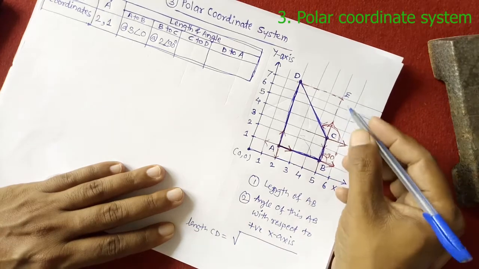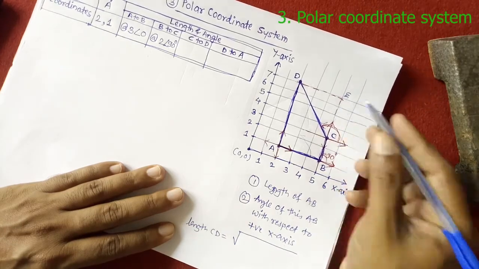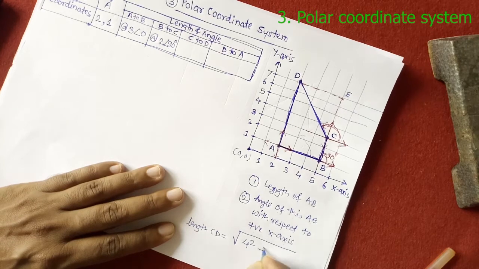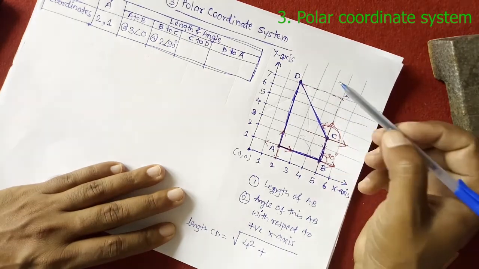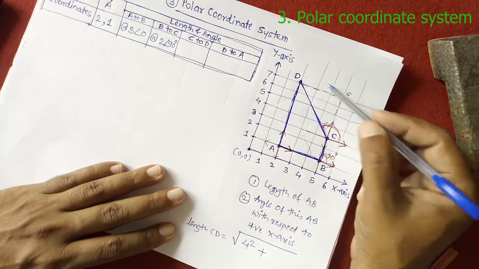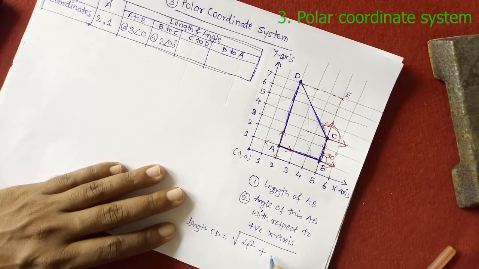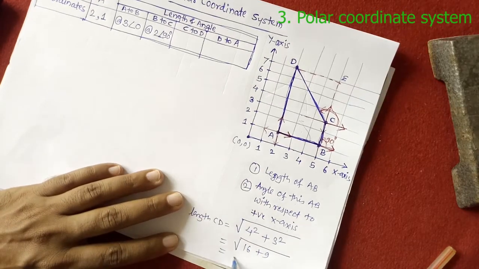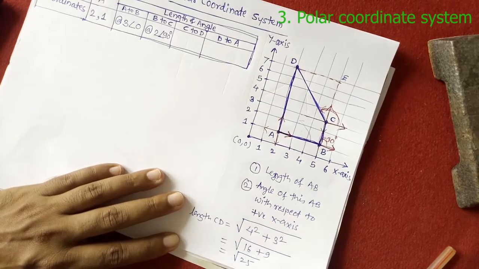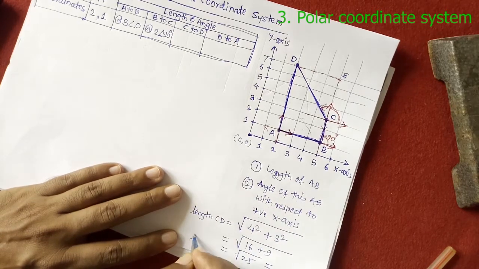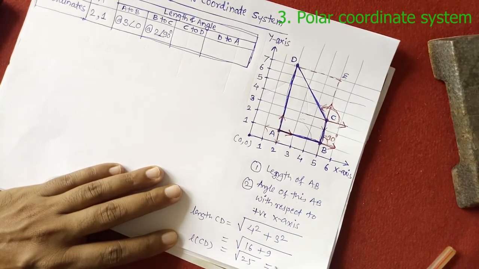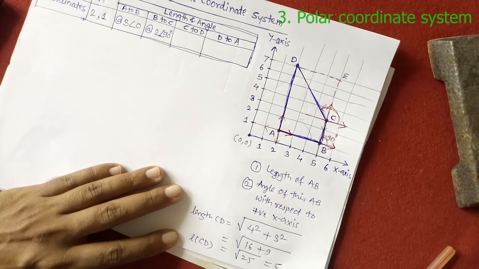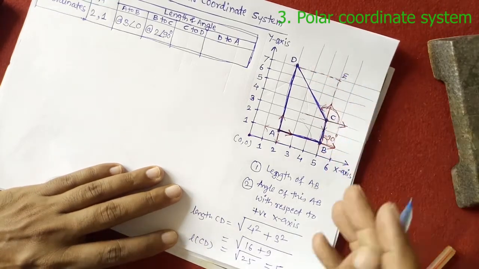The length C to M is 1 unit, 2 units, 3 units and 4 units. So 4 squared plus M to D squared. The length of M to D is 1 unit, 2 units and 3 units, so 3 squared. 4 squared is 16 and 3 squared is 9. So 16 plus 9 is 25, and the length C to D is the square root of 25, which is nothing but 5. So the length C to D is 5.